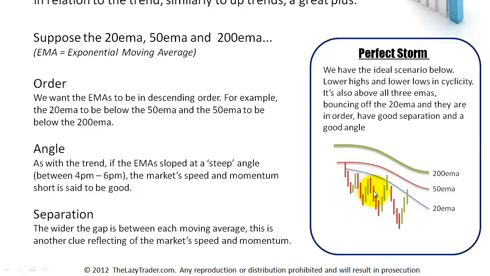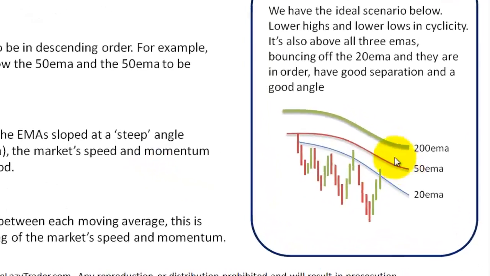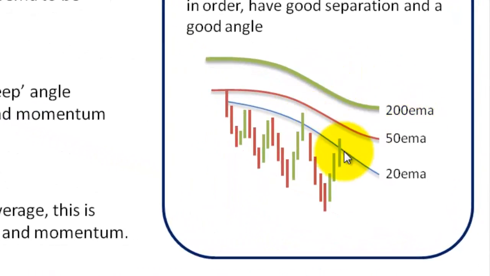And of course, in this hypothetical situation here, this is exactly what we want to wait out for. Lower highs and lower lows on the cyclicity, just like we had on the previous slide. And of course, the moving averages in the right order, reflecting that the longer, medium term and shorter term bars of sellers are all singing from the same hymn sheet, and that there's speed and momentum in the market.